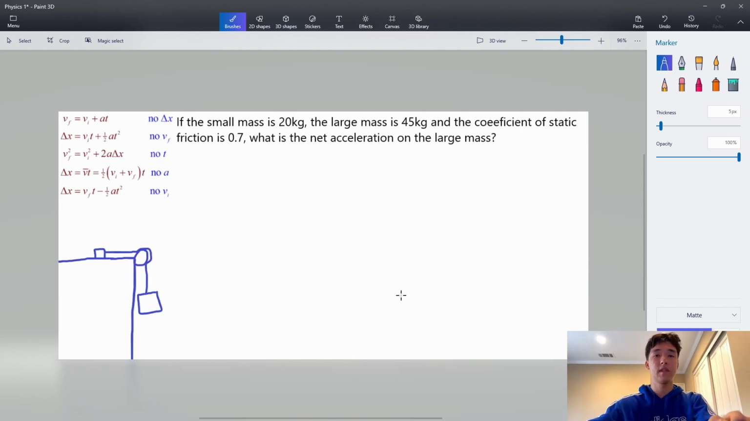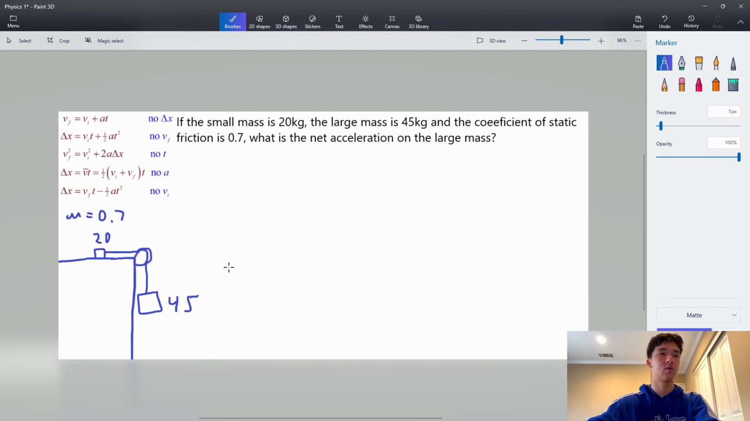In this problem, the small mass is 20 kilograms, so this one's the small one, and the large mass is 45 kilograms, and the coefficient of static friction is 0.7, right? So mu is equal to 0.7. What is the net acceleration on the large mass? This question can be kind of confusing because of the wording, but you'll see that you just want to ignore the wording.